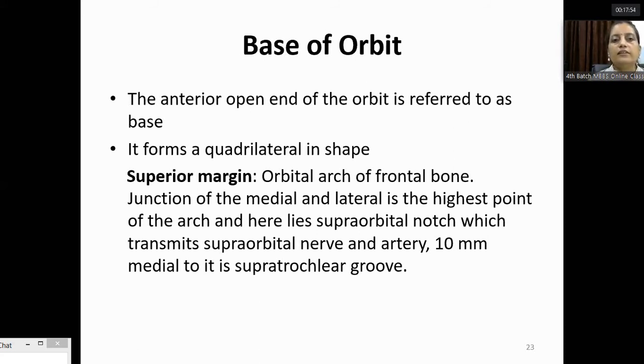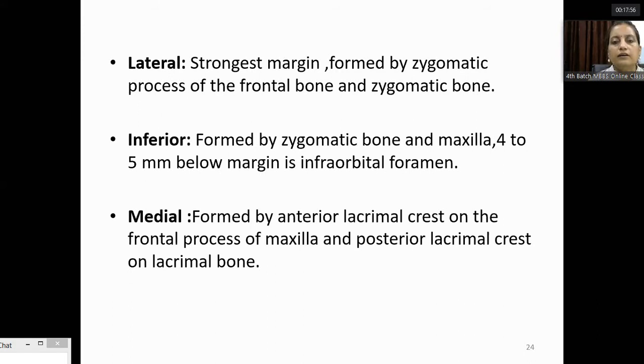Laterally, the strongest margin is formed by the zygomatic process of the frontal bone and the zygomatic bone. Inferiorly, it is formed by the zygomatic bone and maxilla. 4 to 5 millimeters below the margin, there is the infraorbital foramen. Medially, it is formed by the anterior lacrimal crest on the frontal process of the maxilla and the posterior lacrimal crest on the lacrimal bone.